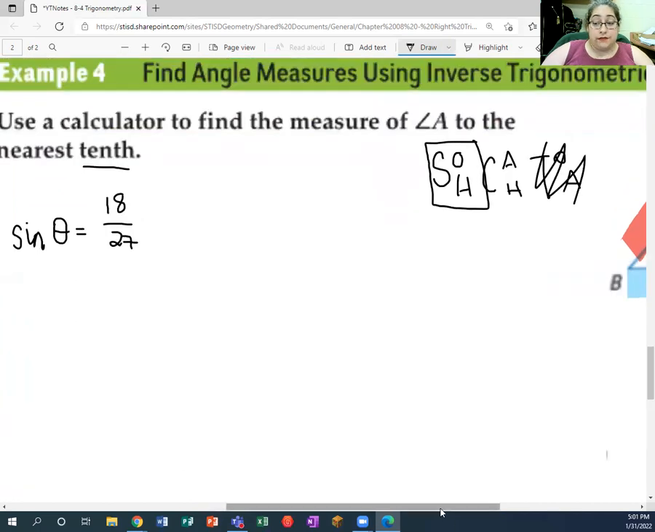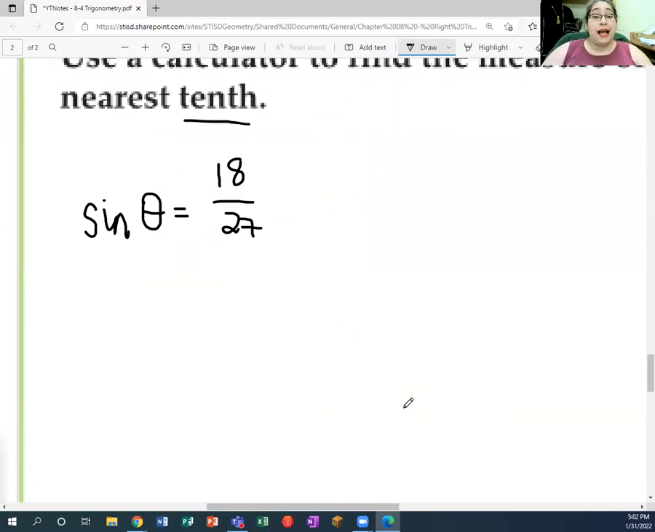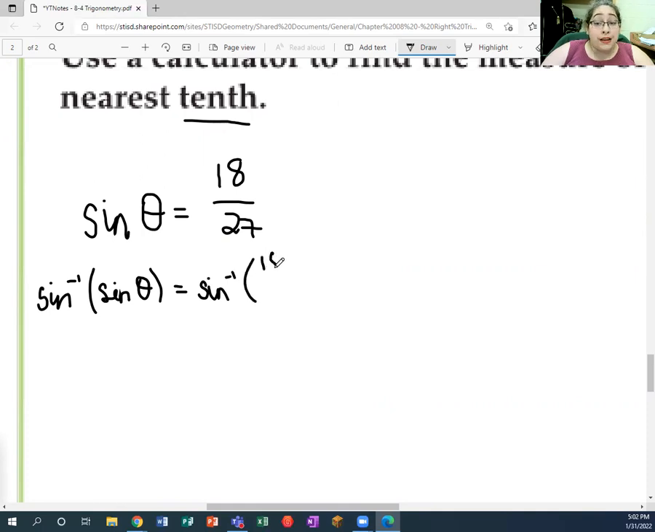I am interested in finding the value of theta. In order to find the value of theta, I have to remove the sine function off of the theta. I have to apply its inverse. This is how it's going to get written. I'm going to take the inverse sine of the sine of theta. And what I do to one side, I have to do to the other. So on the right-hand side, I have to apply the inverse sine to the fraction 18 over 27.